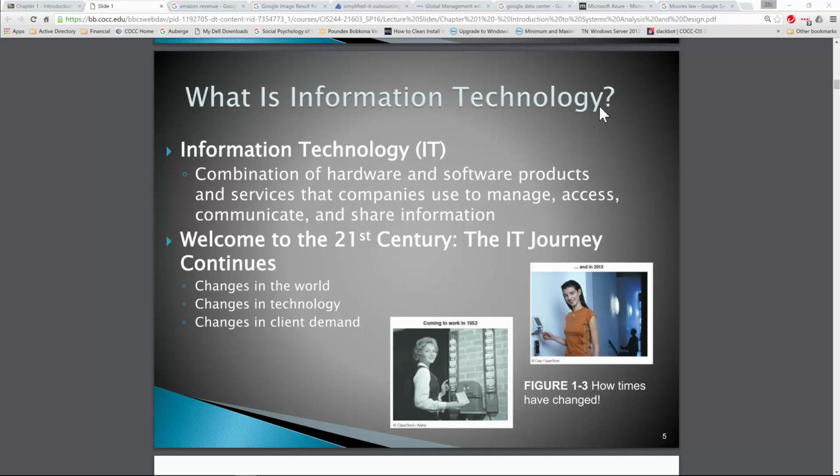So what is information technology? It is a combination of hardware and software products and services that companies use to manage, access, communicate, share information, produce products and services. So there's companies that utilize it. Without the internet, they wouldn't be in business. All of these outsourcing companies, IT outsourcing companies, for example, 21st century changes in the world, changes in technology, changes in client demand, meaning our customer demand.